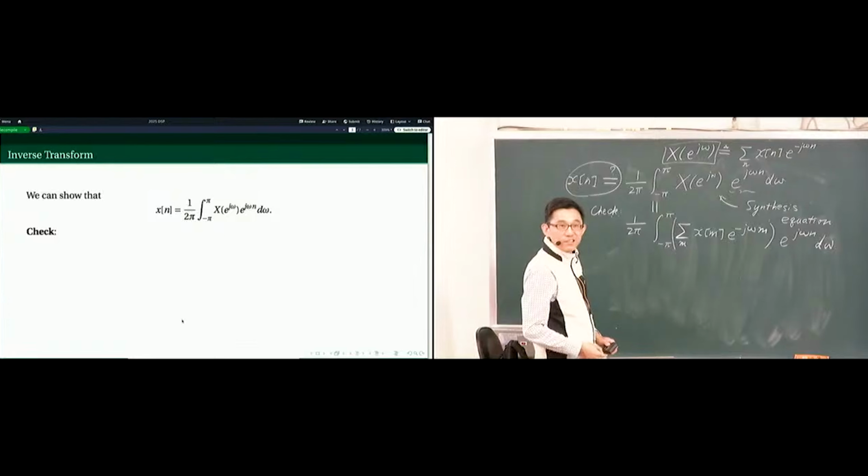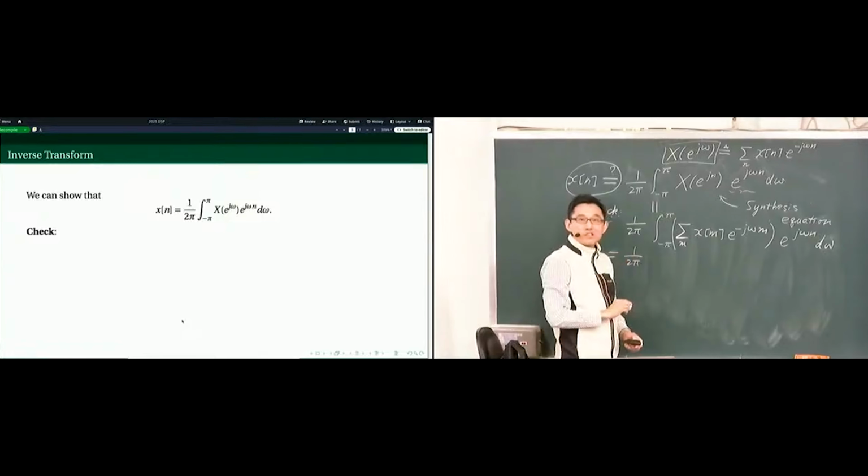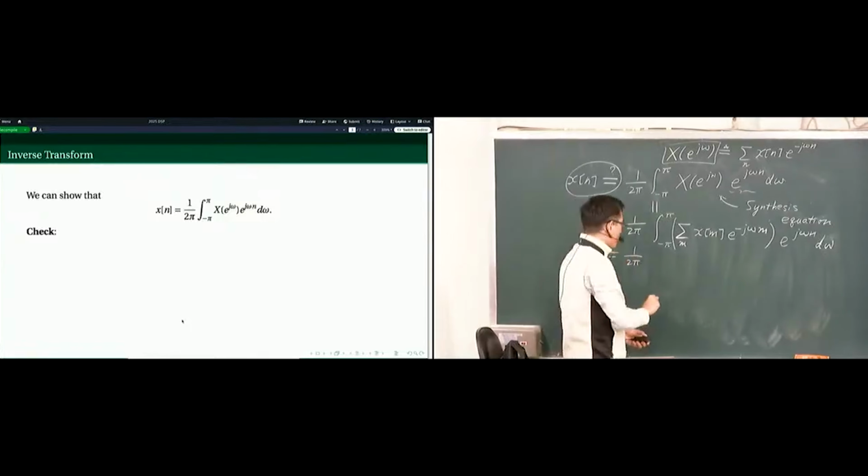What's next? Every time you see integration and summation, you can try changing the order. Okay, changing the order, assuming everybody's happy right here. Nobody from the math department is here to stop us from doing this.